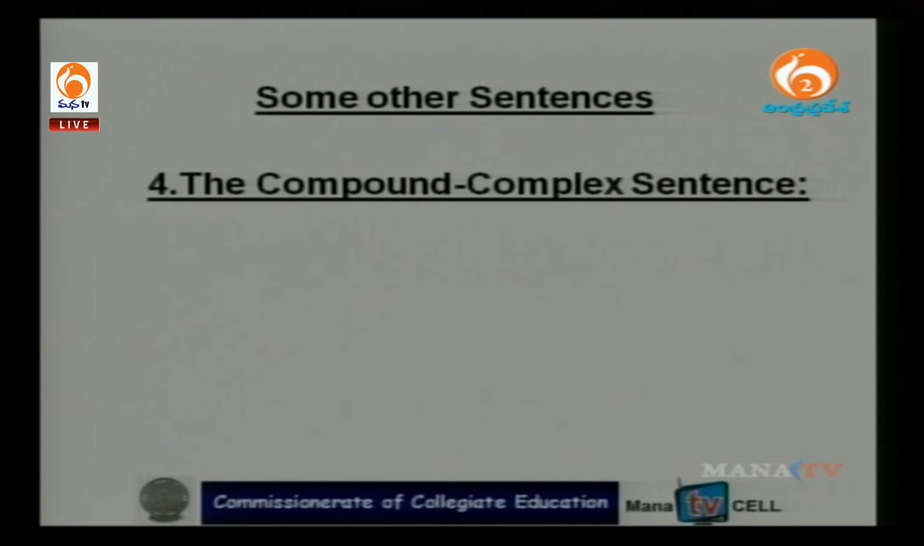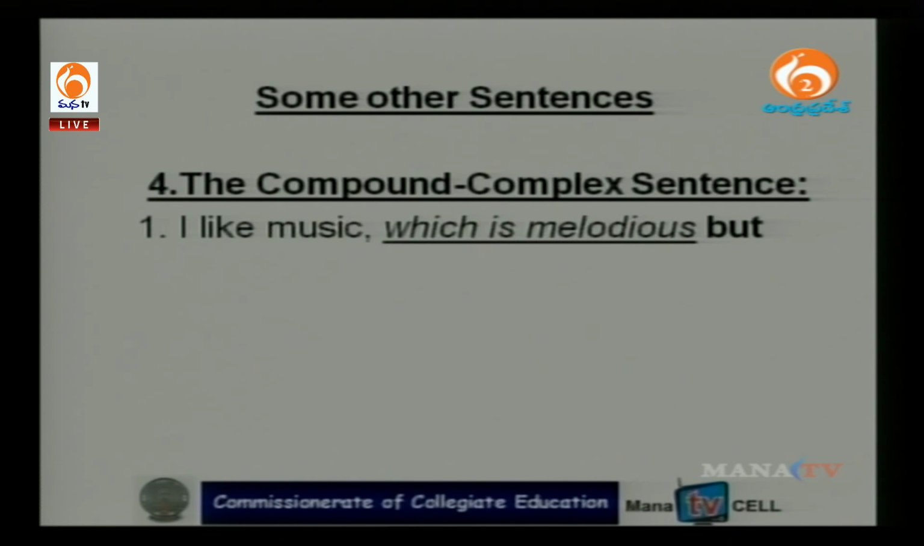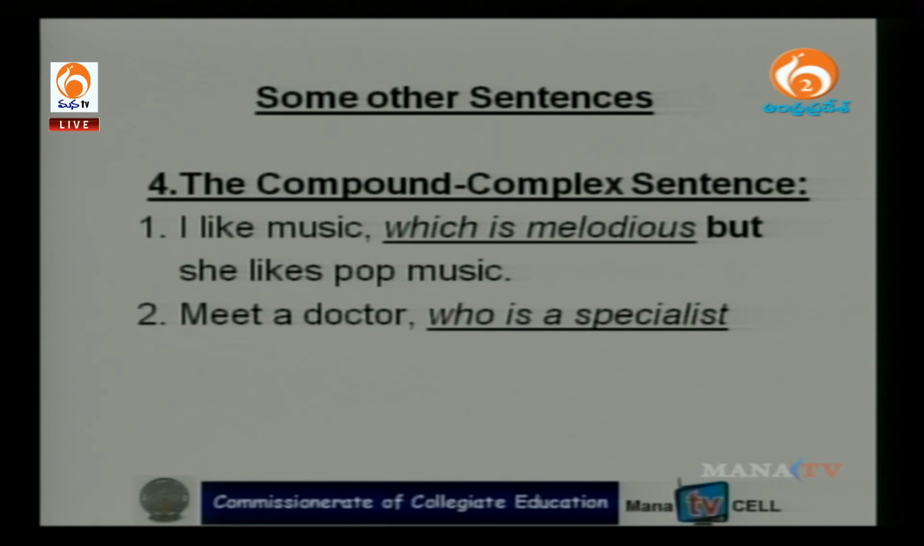Now, look at another kind of sentence, the compound complex sentence. That means in this sentence you will find the qualities of a compound sentence and a complex sentence also. Look at the first one: I like music which is melodious, but she likes pop music. Here you will find two main clauses, I like music and she likes pop music, and you will find a subordinate clause, which is melodious, and a conjunction, but. So it is a mixture of two main clauses and a subordinate clause. So we call it a compound complex sentence.